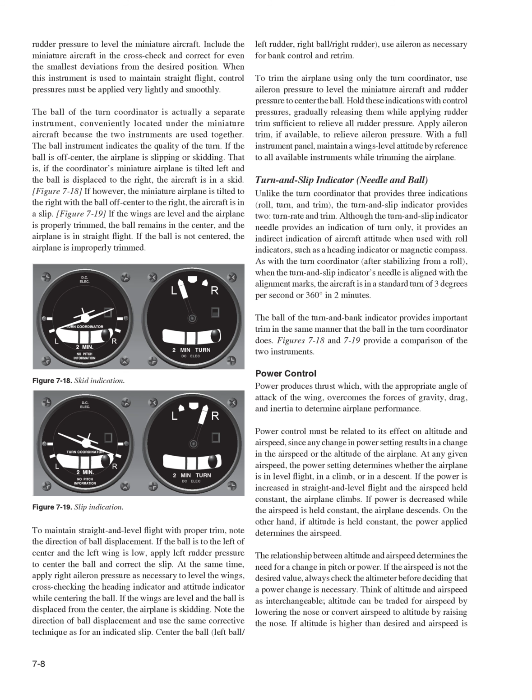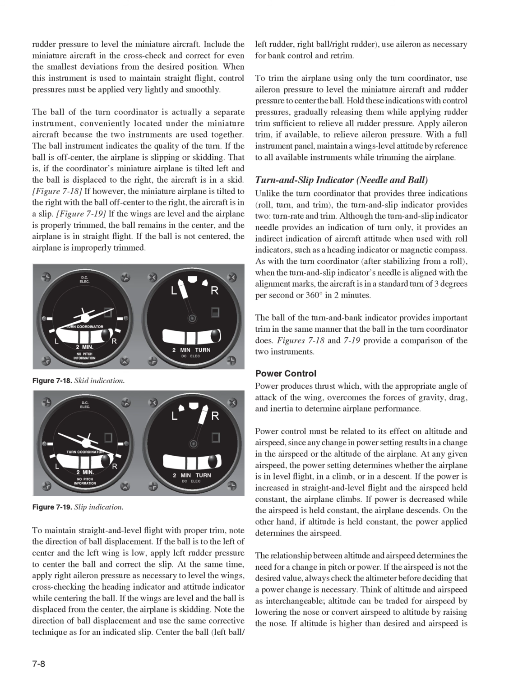As with the turn coordinator, after stabilizing from a roll, when the turn and slip indicator's needle is aligned with the alignment marks, the aircraft is in a standard turn of 3 degrees per second, or 360 degrees in 2 minutes. The ball of the turn and slip indicator provides important trim information in the same manner that the ball in the turn coordinator does. Figures 7-18 and 7-19 provide a comparison of the two instruments.